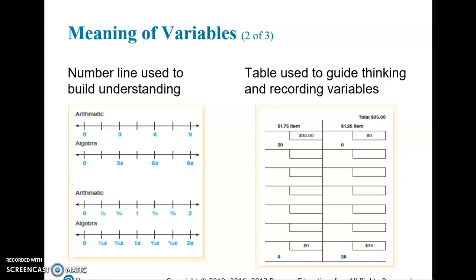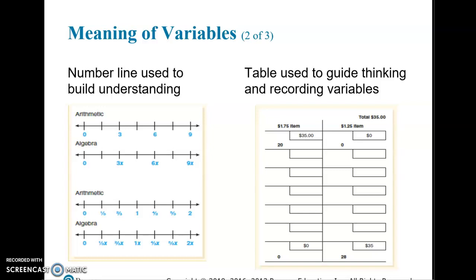Primary grade students can list possible ways in the table and eventually represent the answer as Anna plus 3 equals Noah. Or you could say A plus 3 equals Noah for number 2. And a table used to guide thinking and recording values.